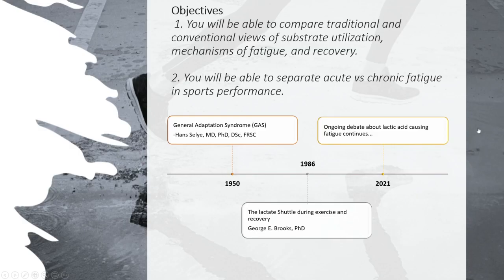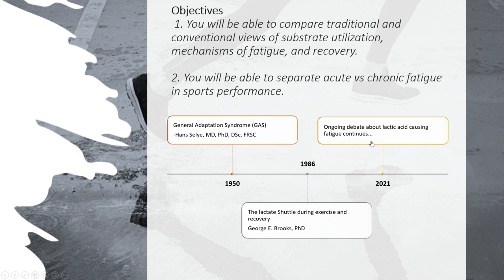So the objective for this course will be to compare traditional and conventional views of substrate utilization, mechanisms of fatigue and recovery. So in this course, you'll be able to demonstrate what is acute fatigue versus chronic fatigue in sports performance. So I've added into the syllabus several different research articles, and along your modules, you'll have a number of research papers to go through.